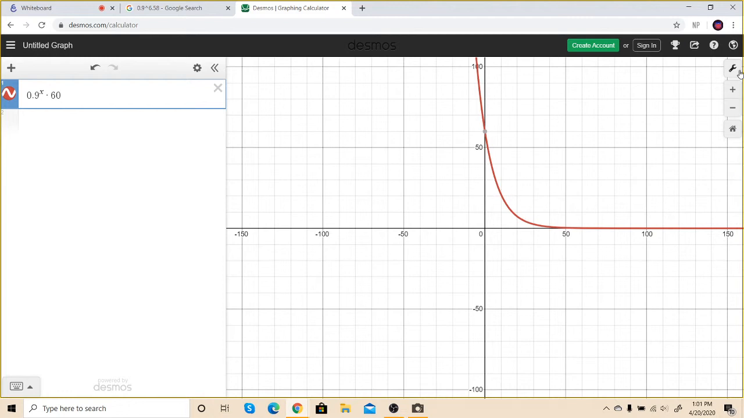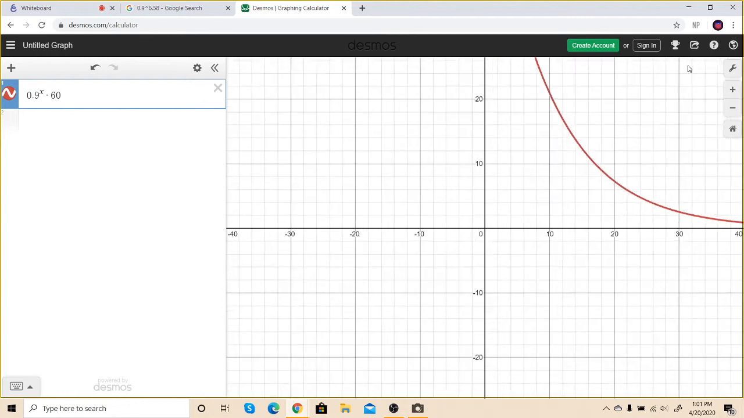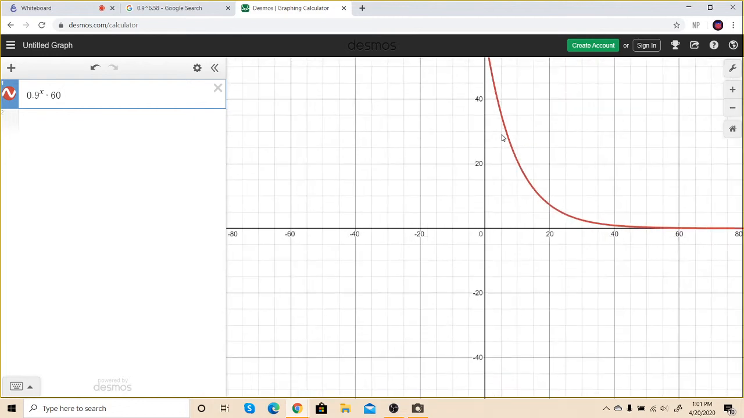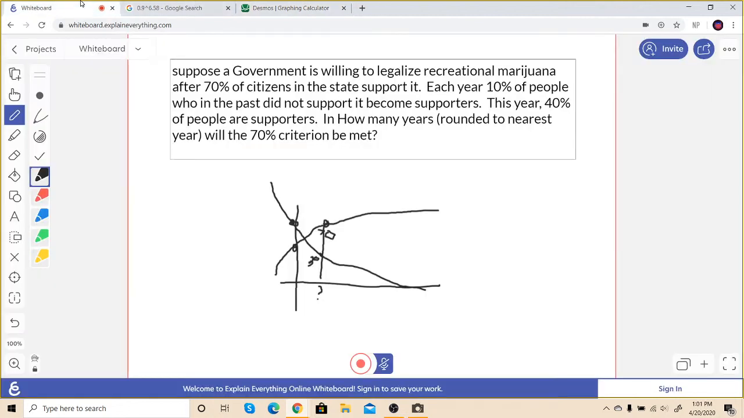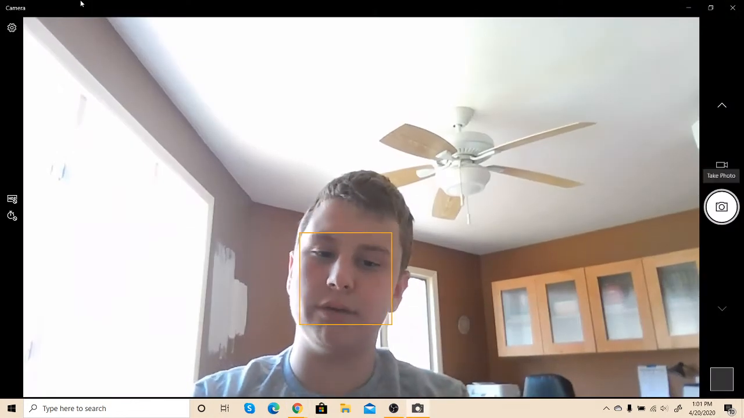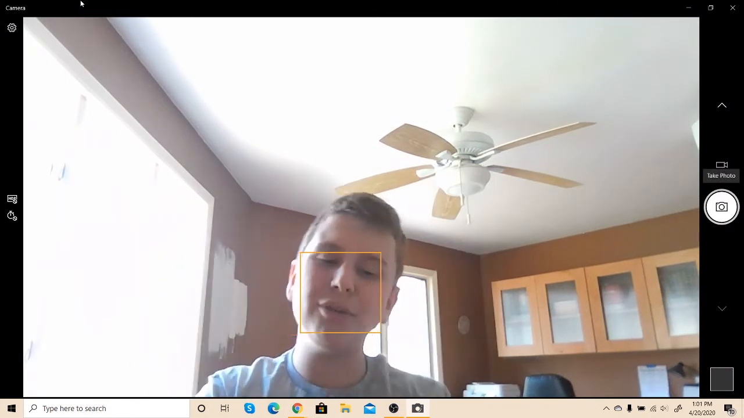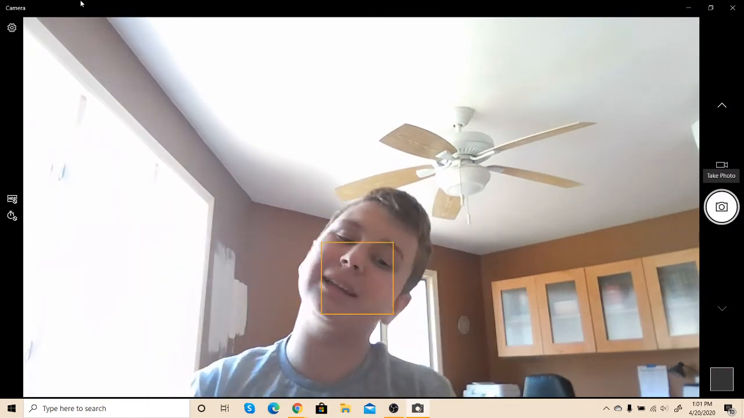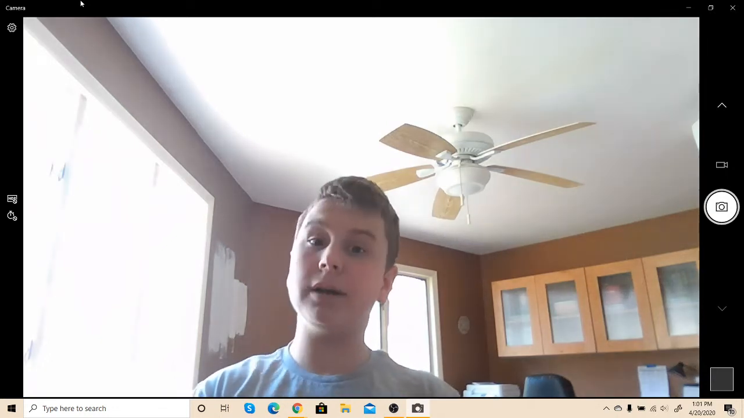So now let's zoom in a little bit. It's a little bit too far in. And at 30 on the y, we get 6.67-ish, something that will round to 7. So it looks like in 7 years, the government will pass this law. So thank you everybody for watching. I hope that gave you a little insight into exponential functions.